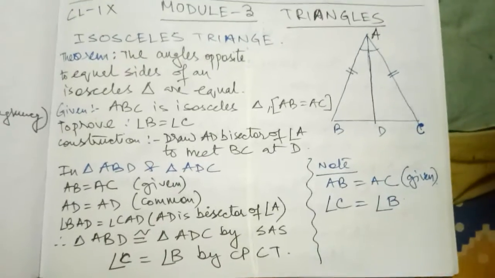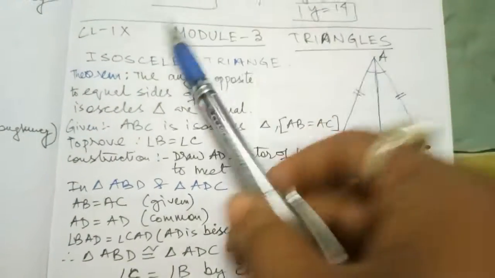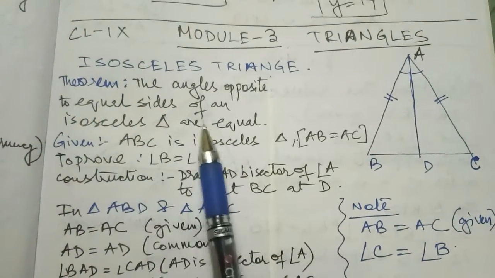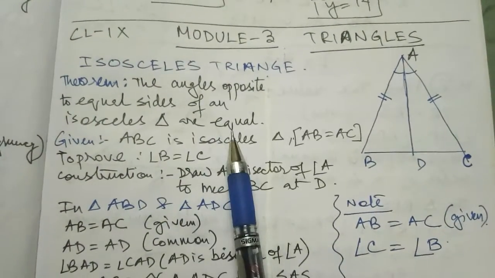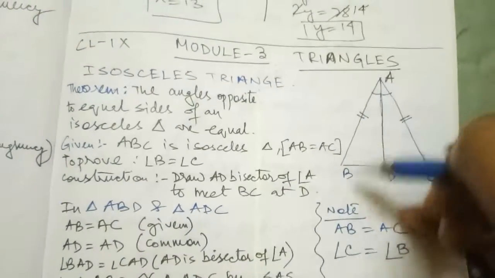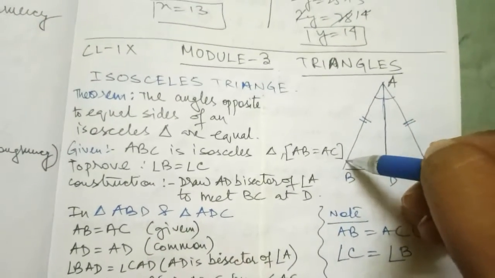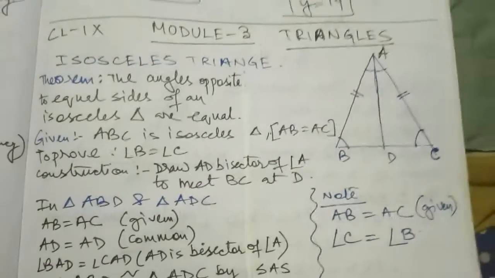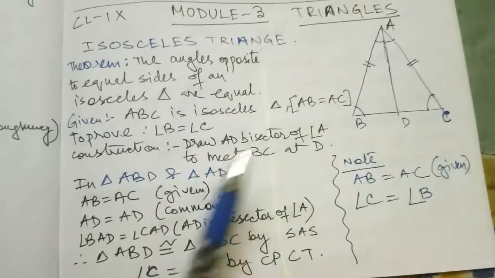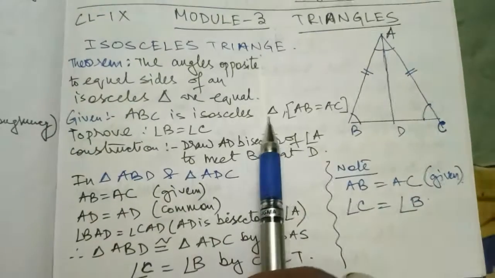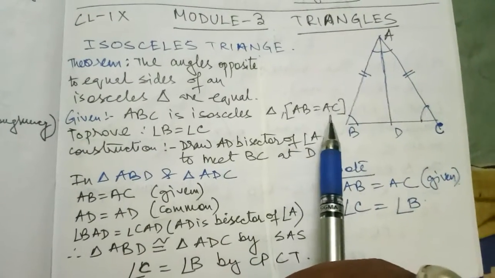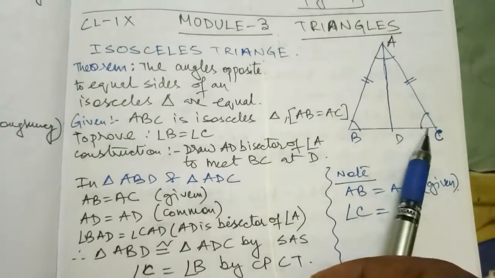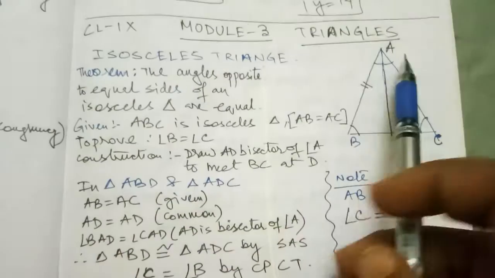Now from here, what have we written? See, the theorem: the angles opposite to equal sides of an isosceles triangle are equal. That means if these two sides are equal, definitely the angle opposite this side and the angle opposite the other side will also be equal. Now you have to prove it. I have done the proving over here. How to prove? See, ABC is an isosceles triangle where AB equals AC, given in this question. To prove: angle B equals angle C. Construction I have drawn.